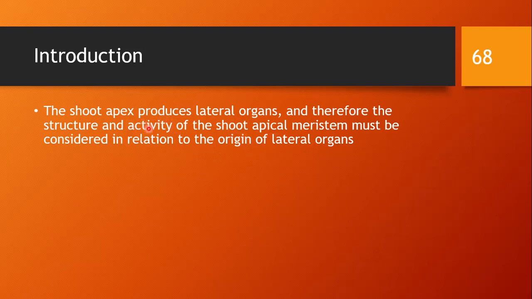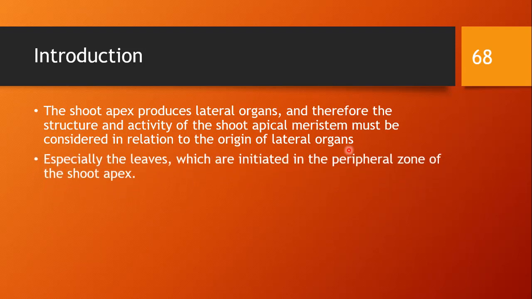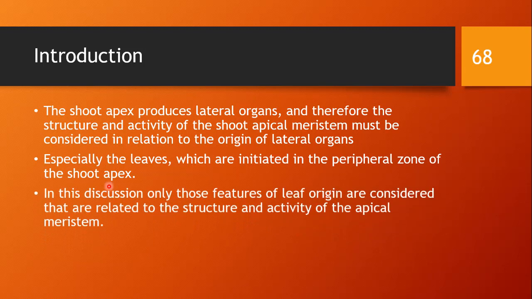So here what we are discussing is that the shoot apex produces the lateral organs, and therefore the structure and activity of the shoot apical meristem must be considered in relation to the origin of lateral organs. That's why we are discussing the apical meristem with respect to the development of the lateral organs. Especially the leaves, which are initiated in the peripheral zones of the shoot apex, are specially discussed. Whenever we are discussing the development of the leaf, first we have to discuss the meristem. So in this discussion only the features of leaf origin that are related to the structure and activity of the apical meristem are considered.